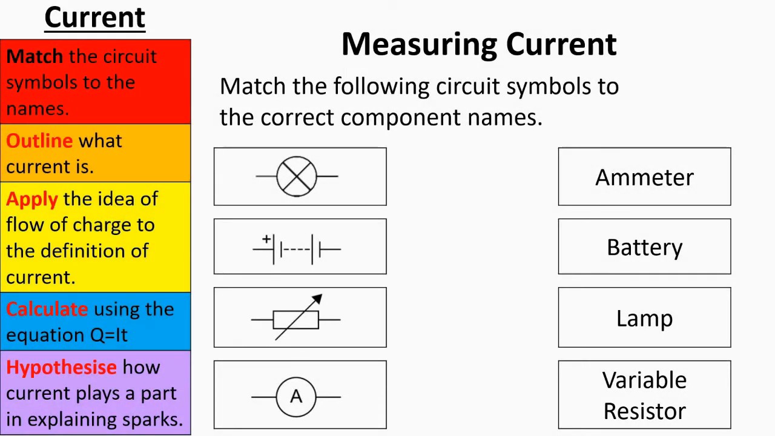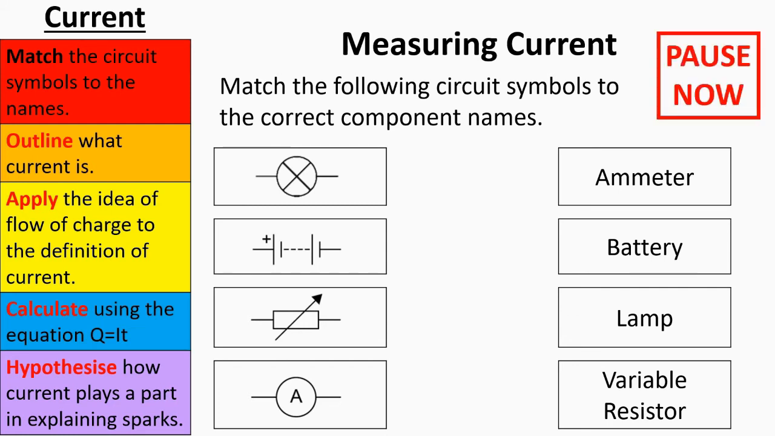So now we're going to take a look at an experimental setup to see how we would measure the current. Before we do that, it would be useful for you to have a go at the following task. Match the following circuit symbols to the correct component names. Pause now, have a go at this task, and when you're ready to find out if you're right, press play.